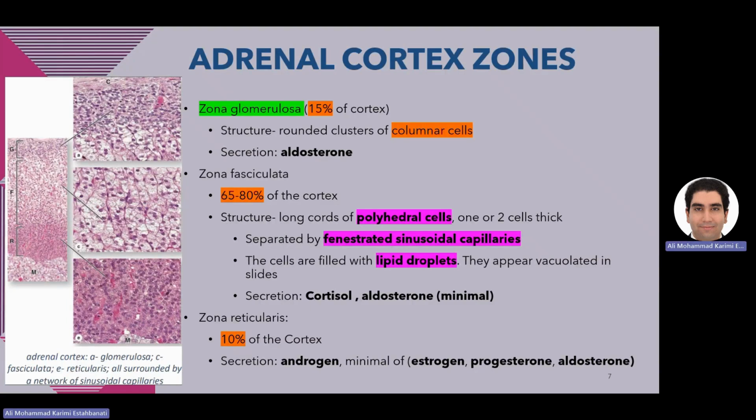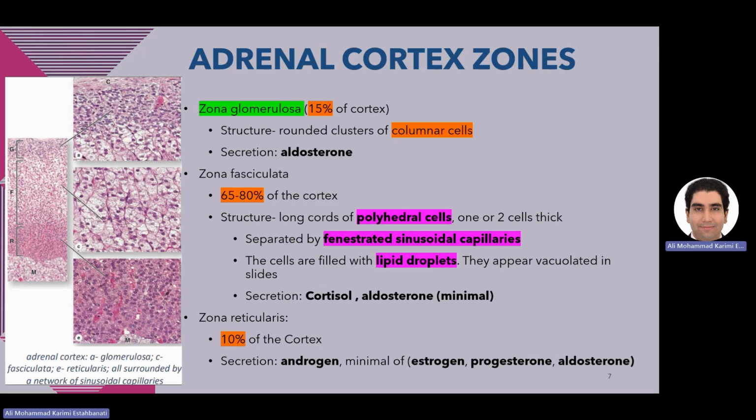Next thing we need to know is what percentage of the adrenal cortex each zone occupies. So zona glomerulosa is 15%, zona fasciculata 65 to 80%, and zona reticularis is 10%. Now, we need to know the shapes for the zona glomerulosa and zona fasciculata. For zona glomerulosa, the cells are columnar. For fasciculata, they are polyhedral cells.